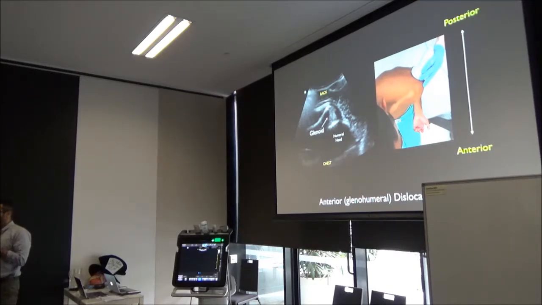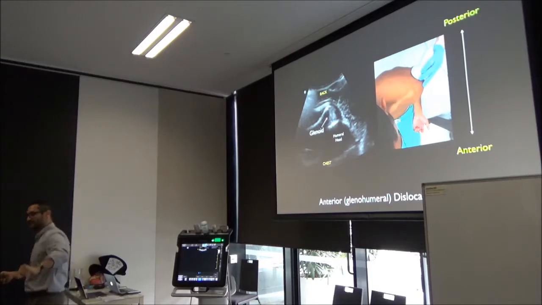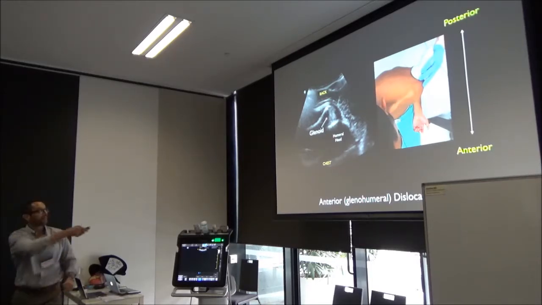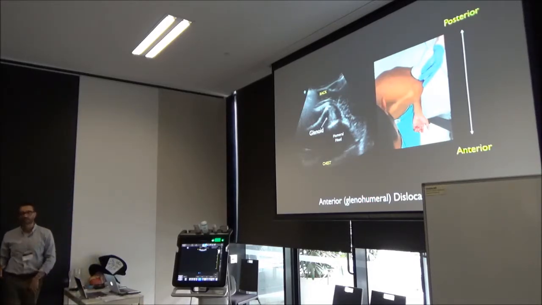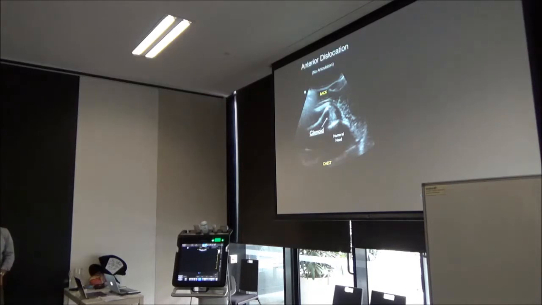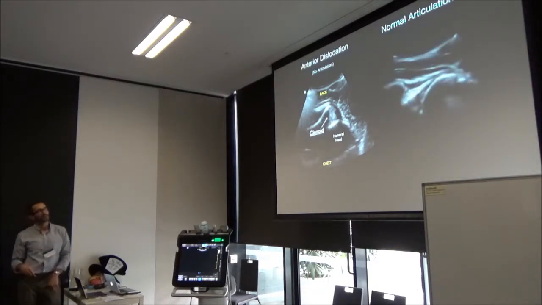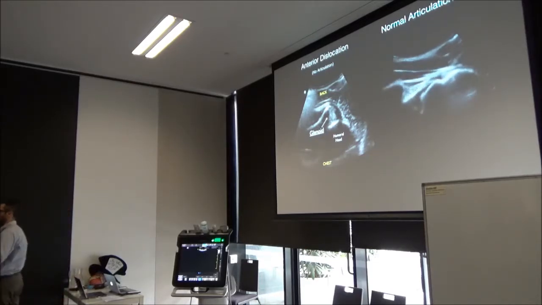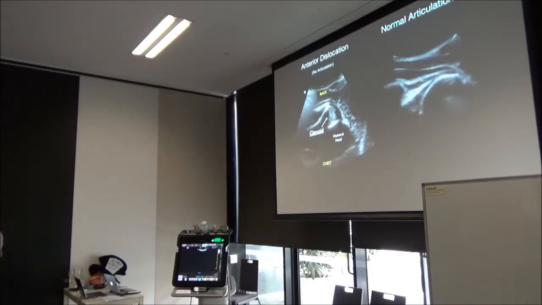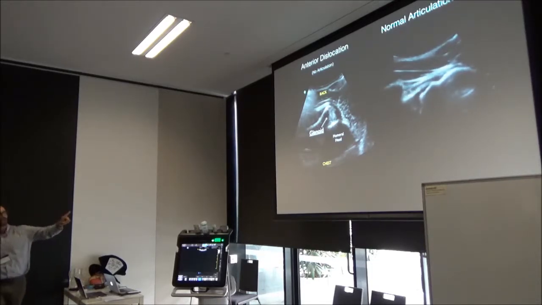Does that make sense to everybody? It's not anatomically correct, but from there you realize that if I dislocate and go anterior, my humeral head will be here. Anterior dislocation. So with that thought process, this is an anterior dislocation with no articulation. This is a normal located head and glenoid. Does that make sense to everybody? That's the difference. Let's show the next one.